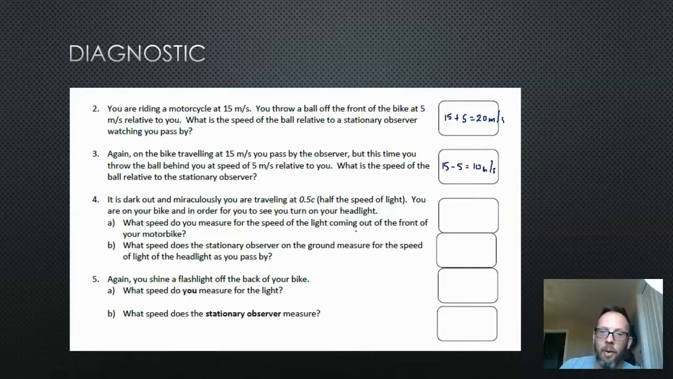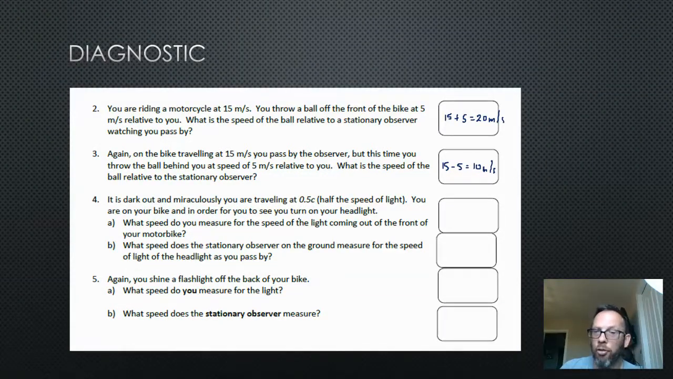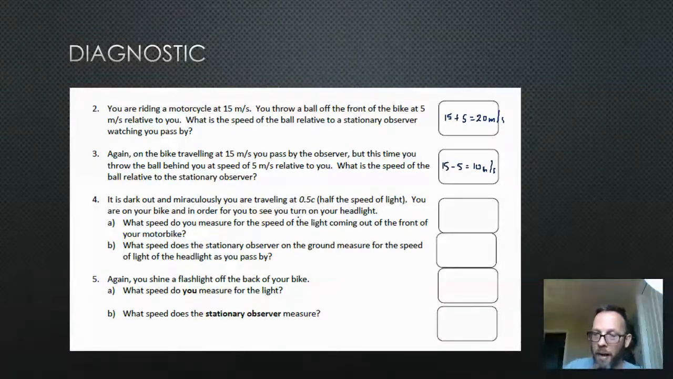Now let's talk about what happens if these speeds get close to the speed of light. I'm traveling very fast, half the speed of light. And I turn, instead of throwing a ball, I'm now turning on my headlight. So it's not a ball that's moving in front of my bike. It's now light itself.